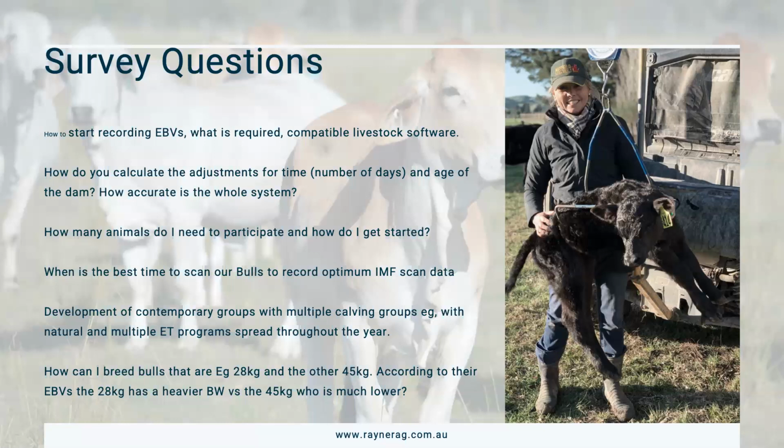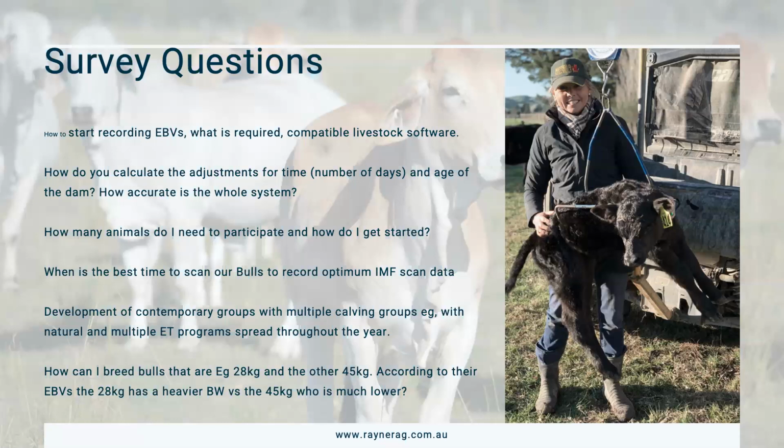In terms of how many animals you need to participate and to get started, there are herds with only 30 animals that are in Breedplan. Scanning bulls to record optimum IMF, the best time: it's not really an age thing here. This is really condition score. Remember that IMF or marbling is an expression of fatness. And so you'd really be looking to try and scan your bulls and ideally scan your heifers at a point where they're in a good condition score, so that that actual trait will be expressed within the animal.